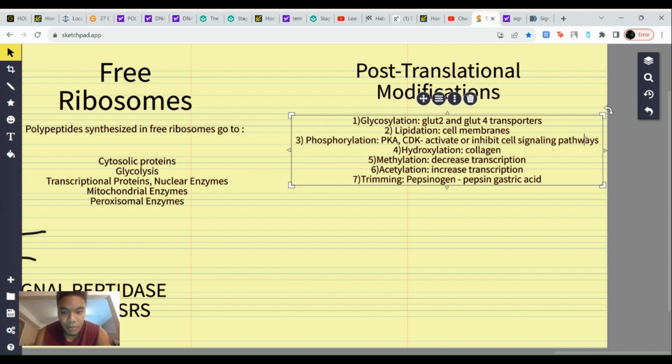And then lastly, you have trimming. One example is pepsinogen. It's a protein or an enzyme that breaks down proteins in its pepsin form, but it has to be cleaved from pepsinogen to pepsin, and that's usually done by gastric acid. It's activated by gastric acid. So you eat a meal, the stomach starts secreting hydrochloric acid or gastric acid from parietal cells.